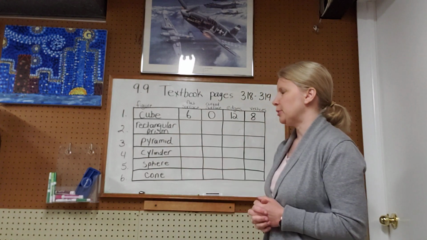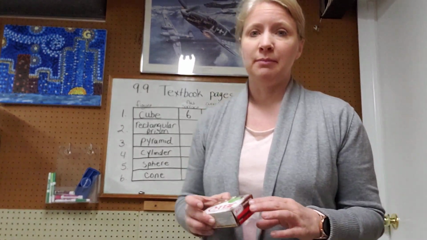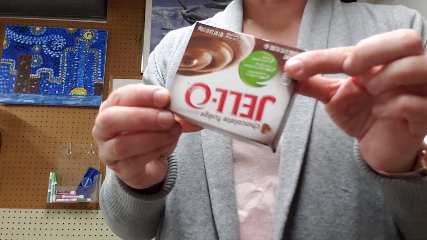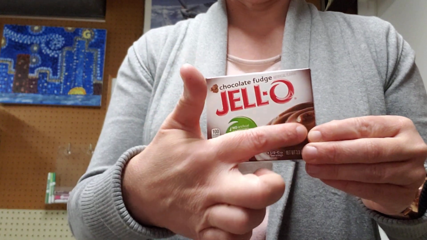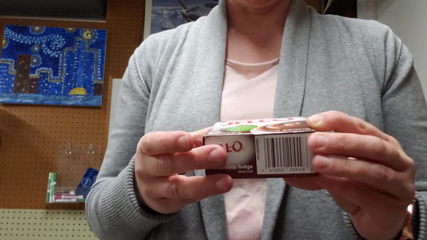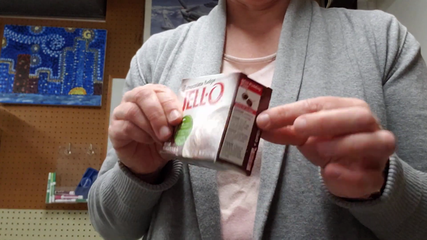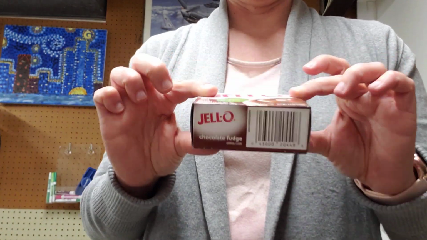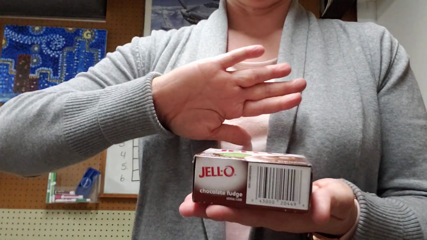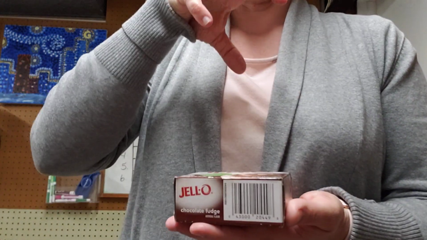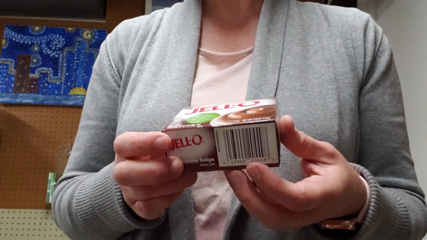Rectangular prism. My example that I found just around my house is a little box of chocolate pudding Jell-O. And you notice that it's a rectangle. It's not perfectly square, and it has shorter sides. So it's kind of like a gift box. You can think about a gift box where the top just lifts right off. A gift box would be a rectangular prism.